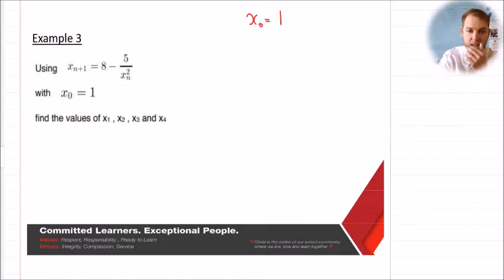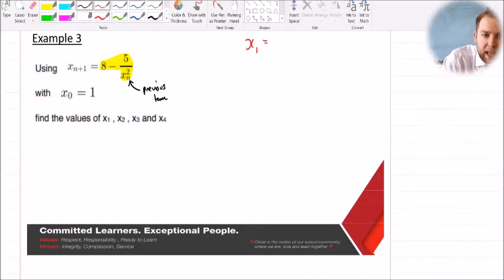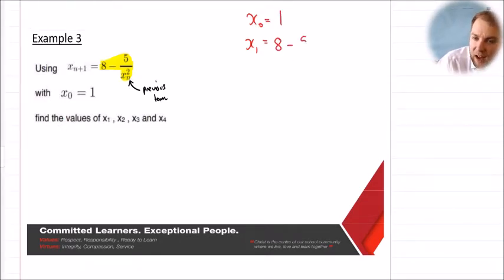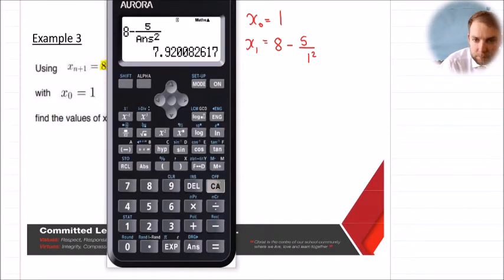So with this one here, we're using our first value, which is x of 0 is equal to 1. Now to work out my next value, x of 1, we're using this formula here, which is 8 minus 5 over the previous term, remember, this here is my previous term, squared. So for this one here, it's 8 minus 5 all over 1 squared, because my previous term is 1. So let's work out what that is on my calculator. 8 minus fraction 5 over 1 squared, which is equal to 3. Brilliant.